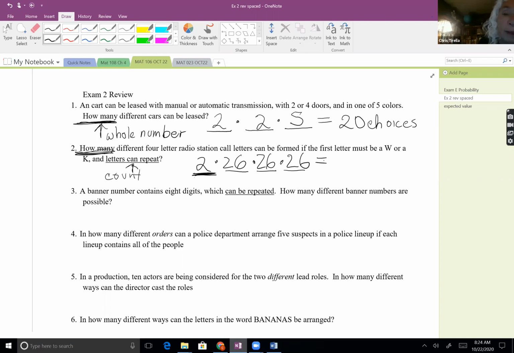And so multiplying that out, there can be 35,152 different call letters.